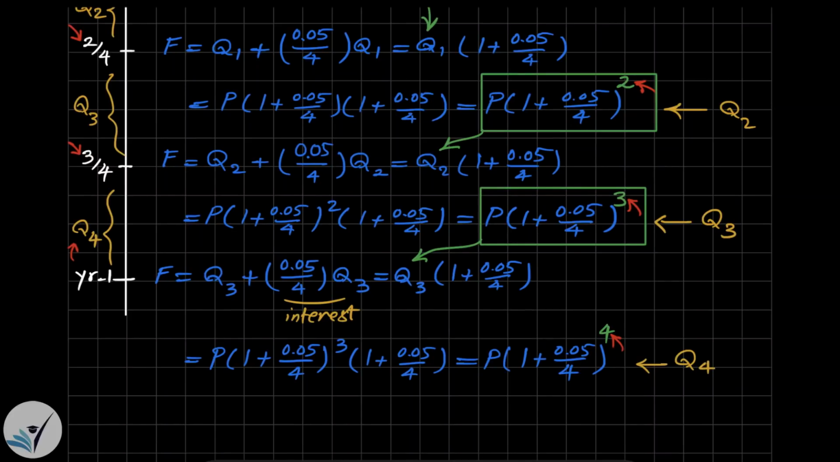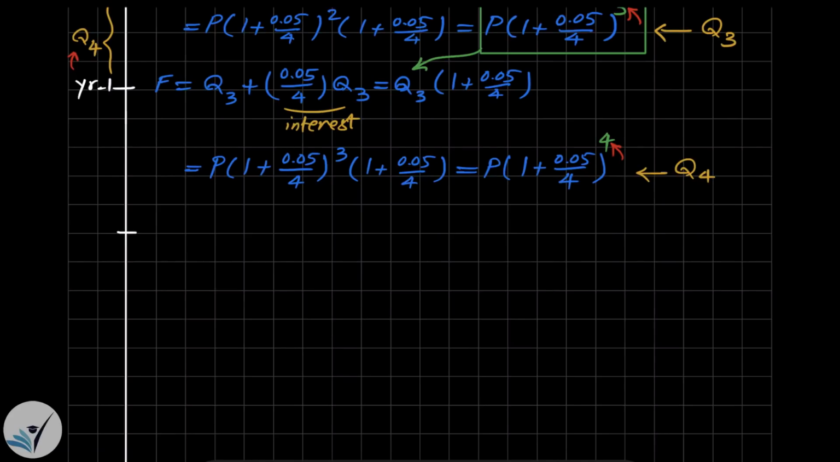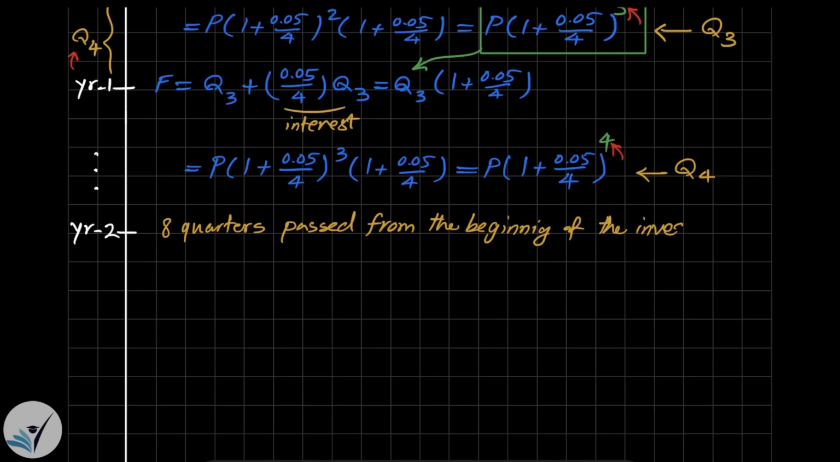Now, instead of repeating this calculation every quarter, I want to fast forward to the end of the second year. Let me extend my timeline here. So at the end of the second year, 8 quarters passed from the beginning of the investment. So the balance of the account after 8 quarters would be P times 1 plus 0.05 divided by 4 to the 8th. And this 8th is the number of quarters passed from the beginning of investment.